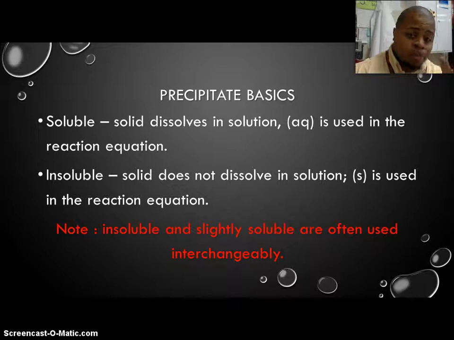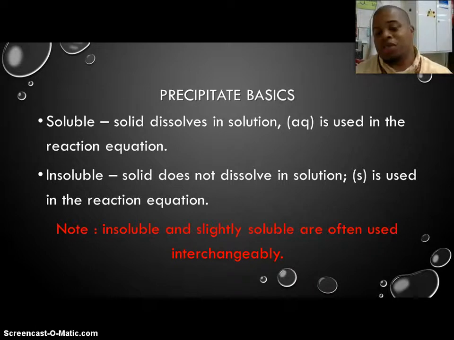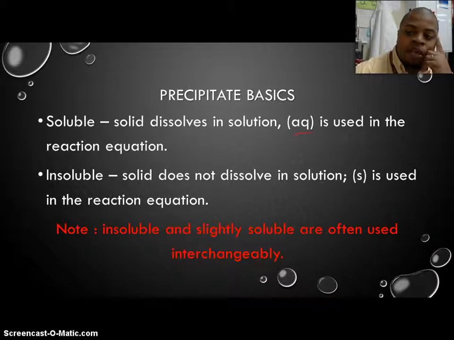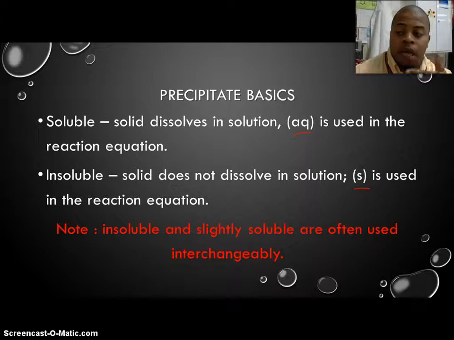Now, precipitate basics. With any type of solution, we need to deal with a couple of things. One, whether it is soluble or whether it dissolved in solution, completely dissolves, or we say aqueous, or whether it's insoluble. Now, you notice that I put in these examples that if it's soluble, you're going to see AQ in the reaction. If it's solid, you're going to see an S in the reaction. You may see this at the beginning or in the end. Either one is letting you know what you're dealing with here.